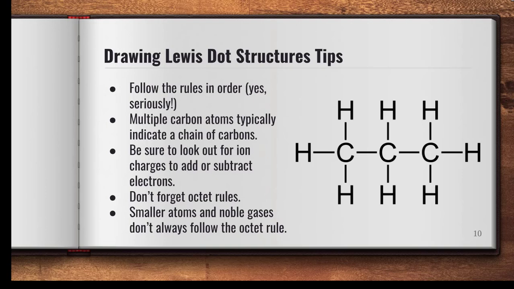Point is, if you have multiple carbon atoms, they typically form chains. So put all those carbons together. Look for ion charges. Make sure you add or subtract electrons. So if it's a negative charge, you're going to add an electron. If it's positive, you subtract 1. Don't forget to follow the octet rules. And in some instances, smaller atoms and noble gases don't always follow the octet rule. Sometimes there are elements like boron trifluoride, where boron will only have 6 electrons attached to it. Or xenon hexafluoride, where it can have 12 valence electrons on it. Be aware of some of those. We'll talk about some of those exceptions in class as well.